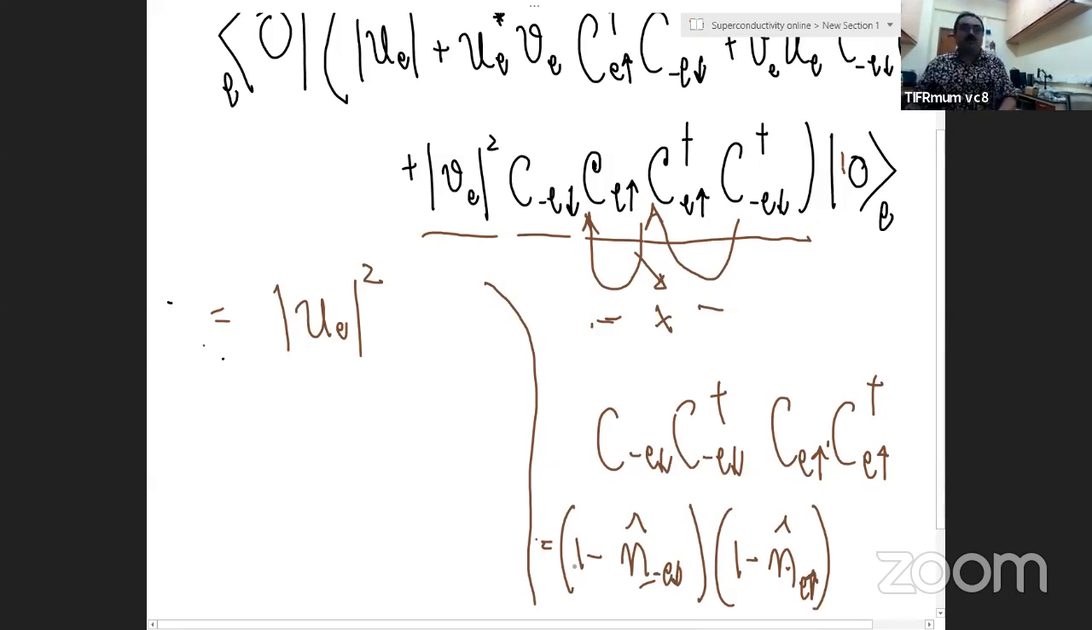So when I am taking the expectation value in the vacuum state, the number operator expectation values will always be 0 because this is the vacuum state. But I have this 1 and 1 here. So this term will just give me 1. This term again is 1. So I get u_l squared plus v_l squared, which is just 1.